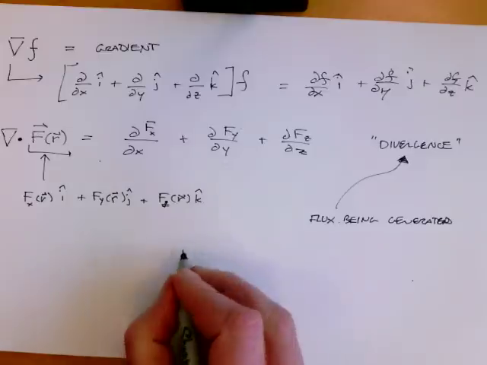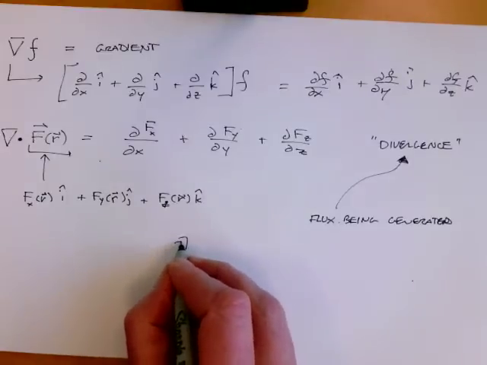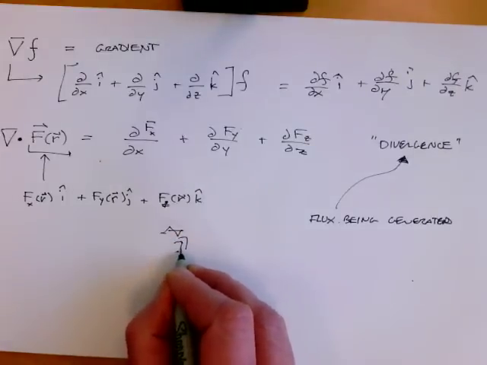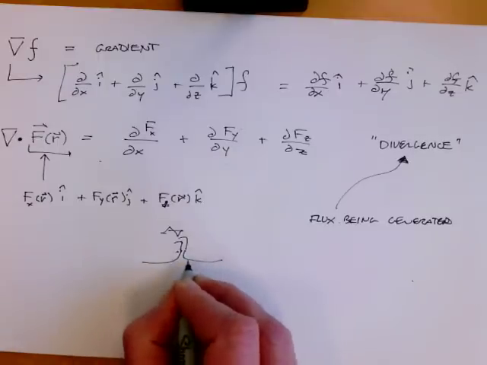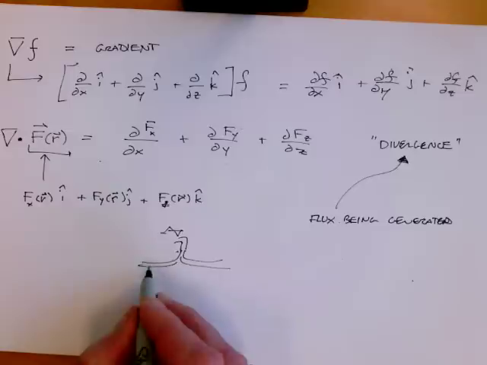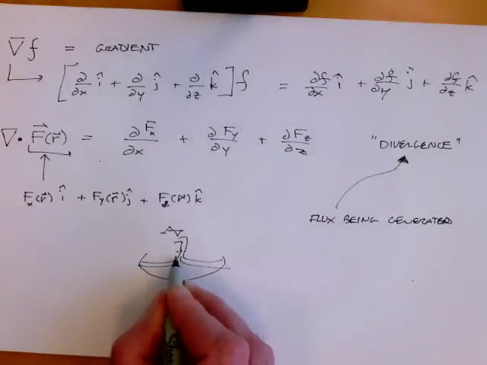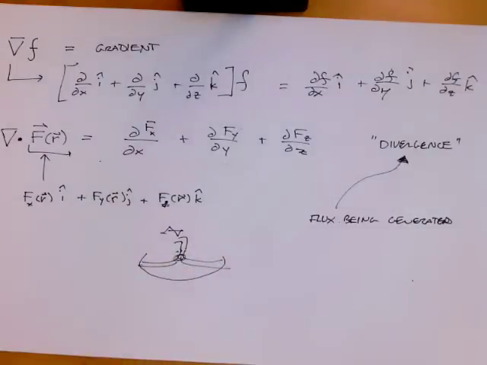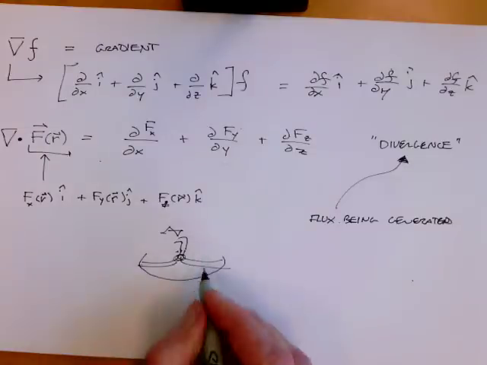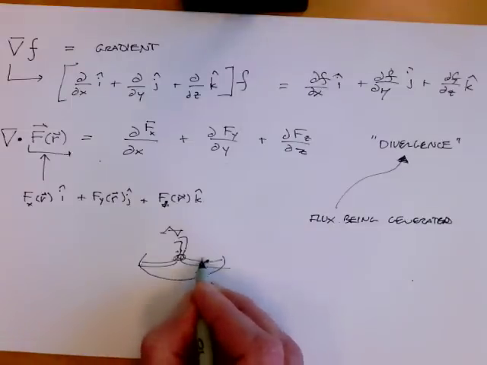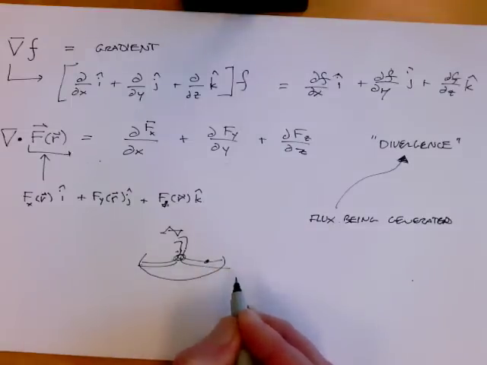So for example, if I thought about an area where I had a faucet, and there was water coming out of the faucet and then spreading out, I would get a divergence here where I actually had water entering the system. But I would not have a divergence elsewhere, because the amount of water going into that point is the same as the amount of water coming out of that point.